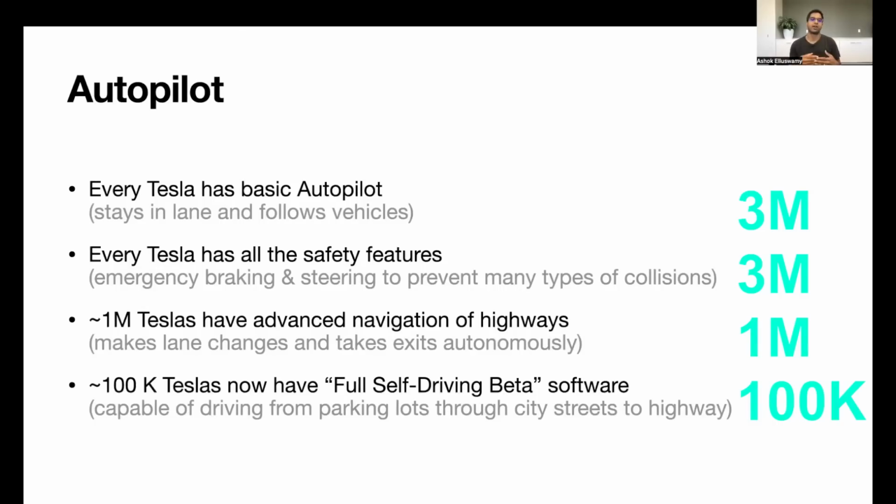And finally, around 100,000 Teslas now have the full self-driving beta software. This is our most advanced driving software yet, capable of handling driving all the way from the parking lot through city streets into the highway. So this software, for example, would make the car be able to stop at traffic lights and stop signs, properly yield for vehicles that are crossing, and make protected and unprotected left and right turns, go around parked cars and other obstacles. And this is again in the hands of 100,000 Tesla customers.